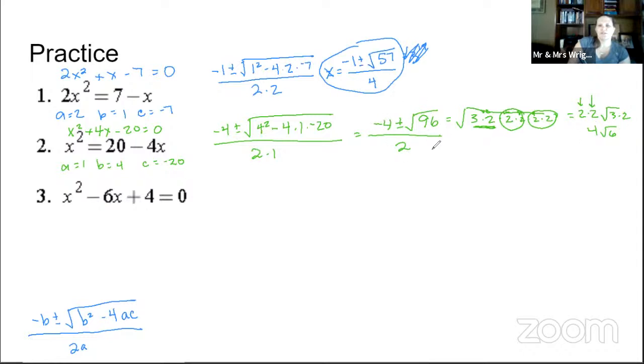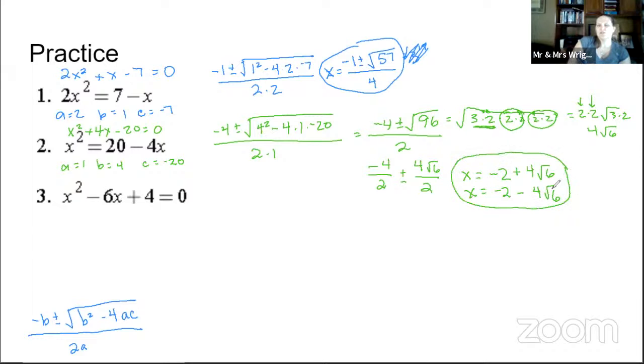So what I have over here is going to be negative 4 over 2 plus or minus 4 square root of 6 over 2. So my x is going to equal, well, what's negative 4 divided by 2? That's negative 2. And positive 4 divided by 2 is going to be, let's just do plus 4 square root of 6. And then x equals negative 2 minus 4 square root of 6. Those are my 2 answers. Now, again, these are the exact answers. If you want to find the approximate answers, just plug it into your calculator and round to the nearest tenth.